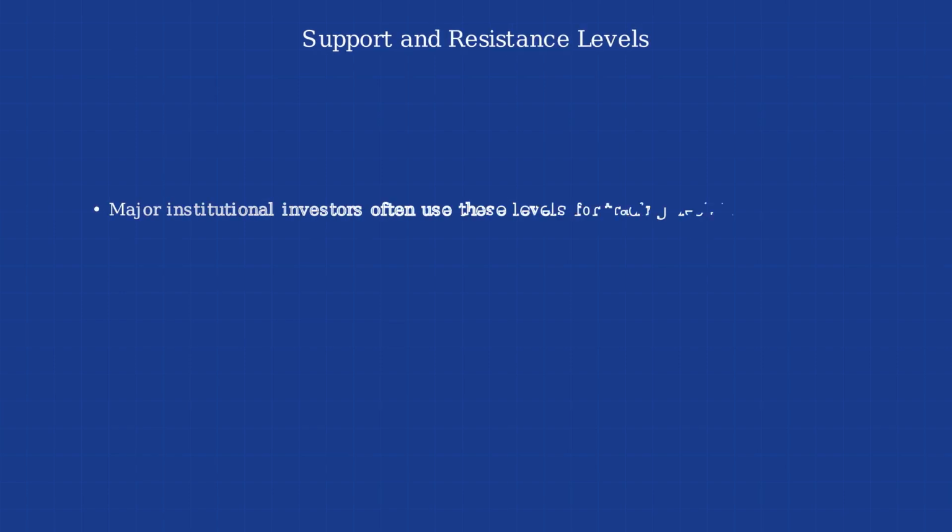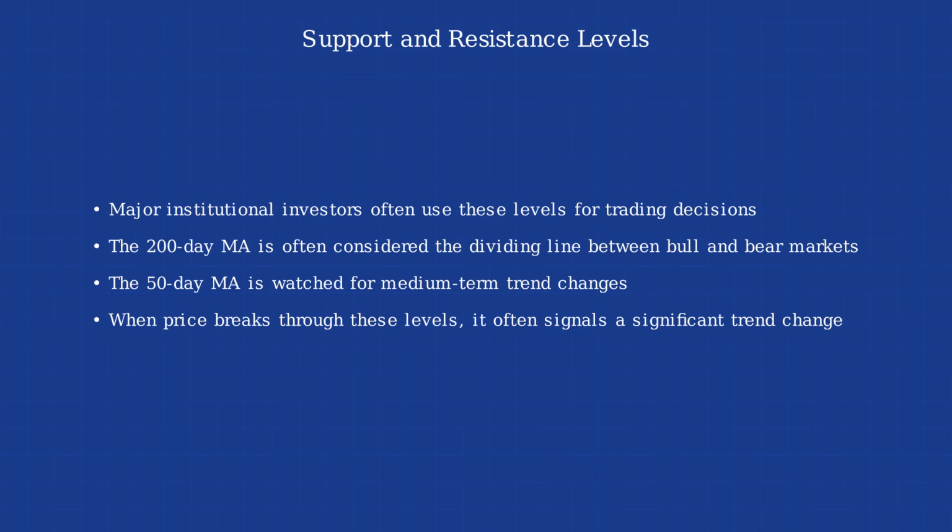These moving average levels are significant because they're watched by major institutional investors who make large trading decisions based on them. The 200-day moving average is often considered the dividing line between bull and bear markets, while the 50-day moving average signals medium-term trend changes. When price breaks through these moving average levels with significant volume, it often signals an important change in the trend direction.